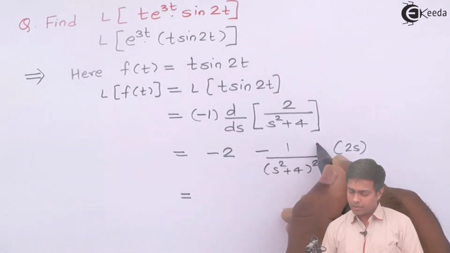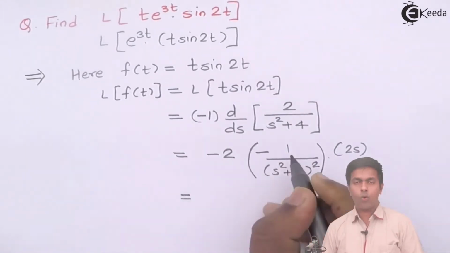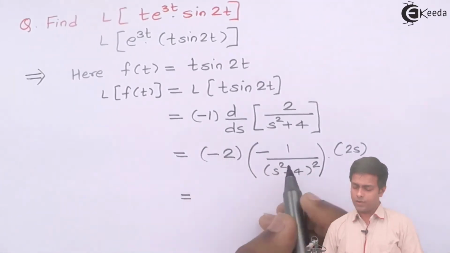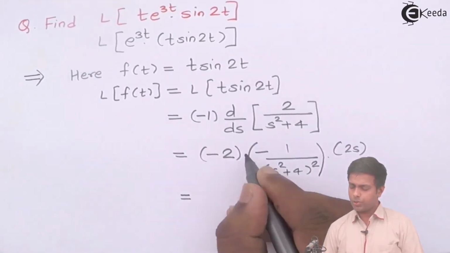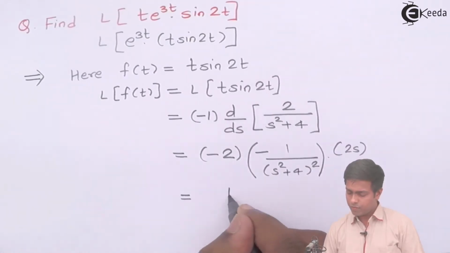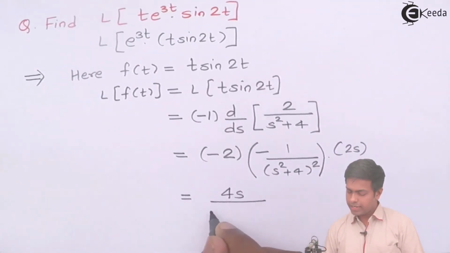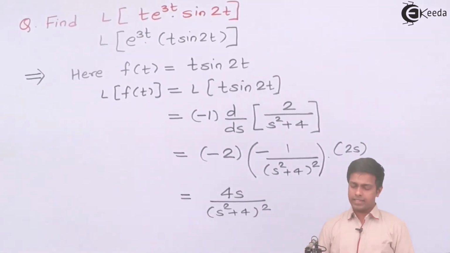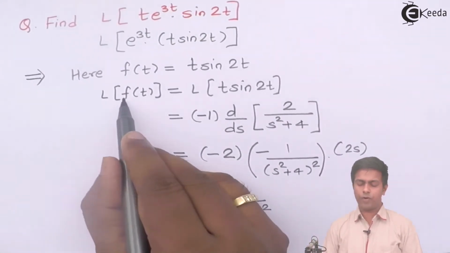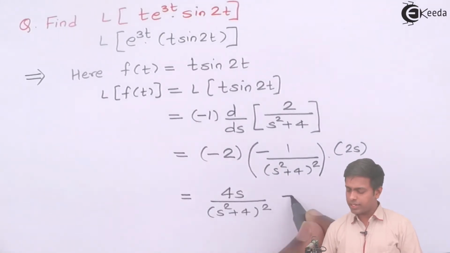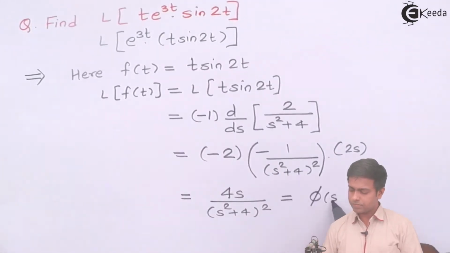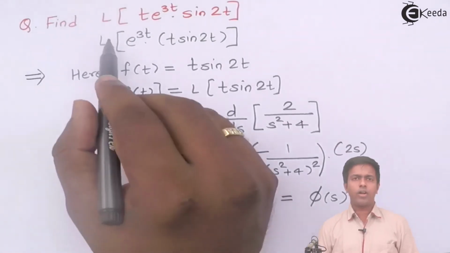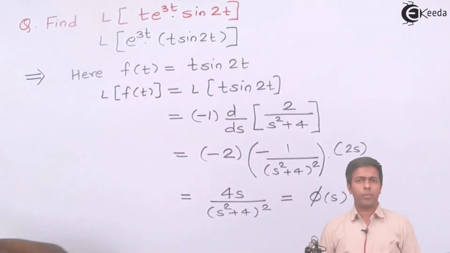So now let's take this together. Minus 1 upon this into minus 2 into 2s will become minus minus plus 2 into 2s, that is 4s upon s square plus 4 the whole square. And guys, this is nothing but Laplace of f of t, and now we will call this phi of s. I'm going to use this phi of s for the first shifting property.